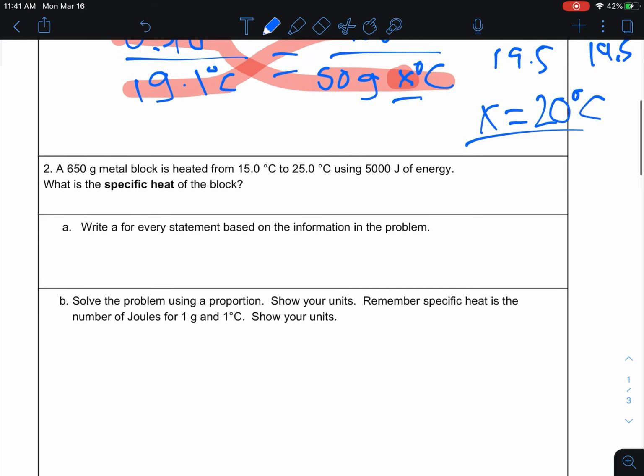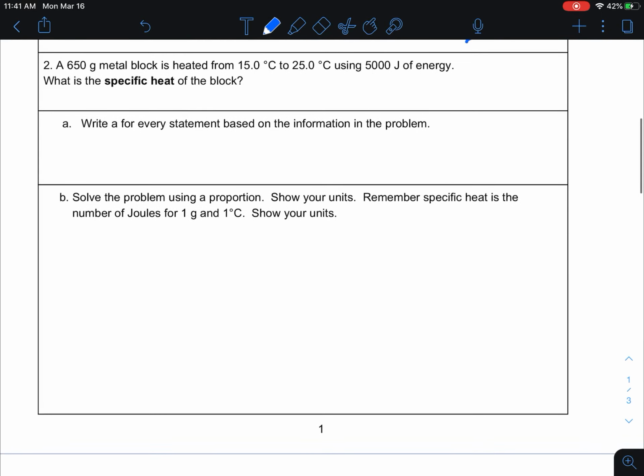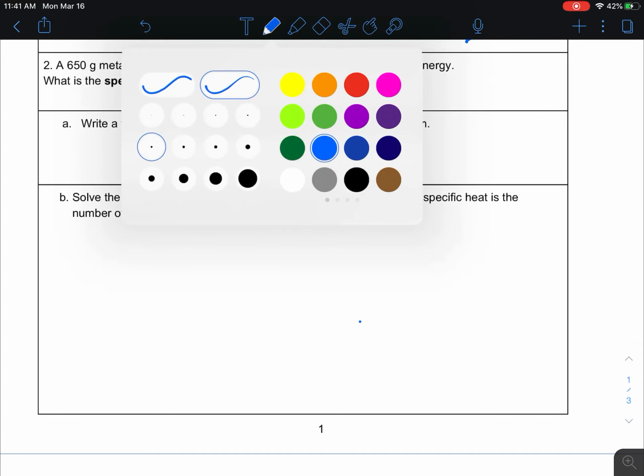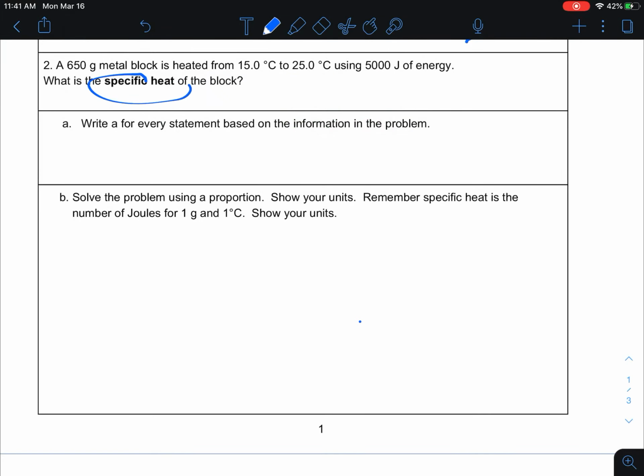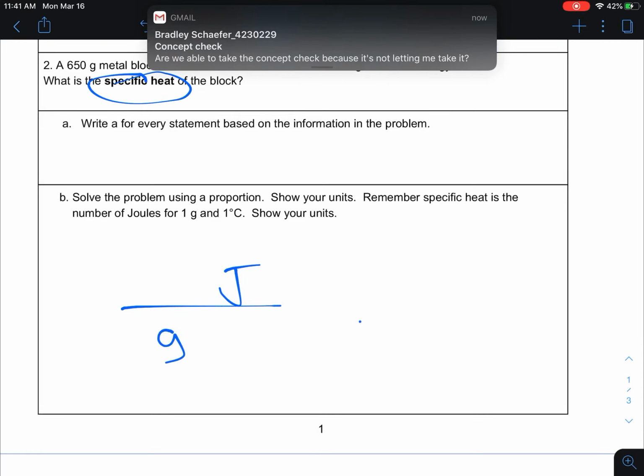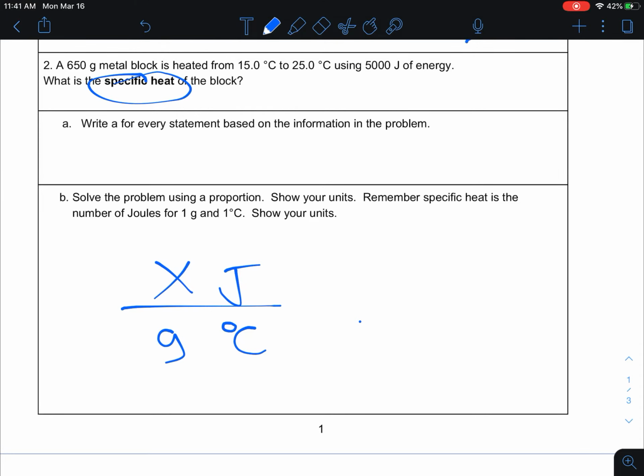Now I just want to briefly look at the second problem, because the second problem is the weird kind where we're asking for specific heat. So when you set up your proportion, you're going to put your x on this joule, okay? So x joules, 1, 1. And then we're going to set that equal to all the other pieces of the information that the problem gives us. I'm going to stop right there and let you guys figure that out.